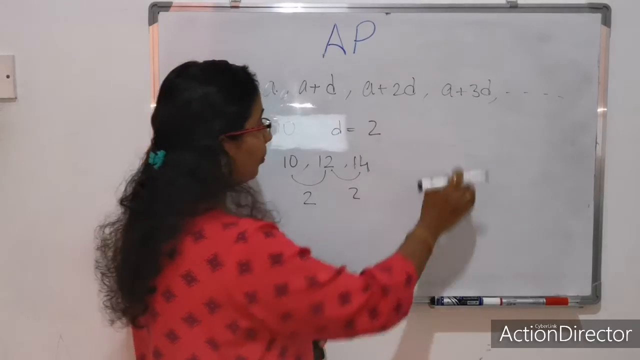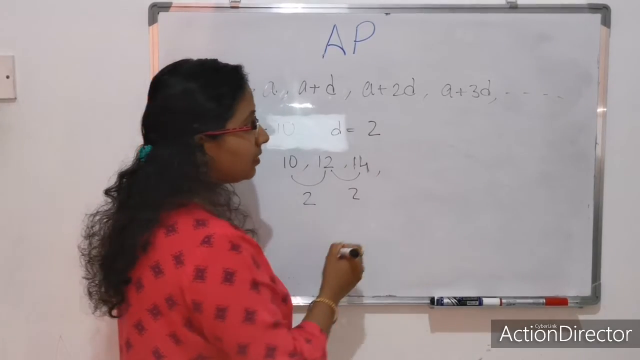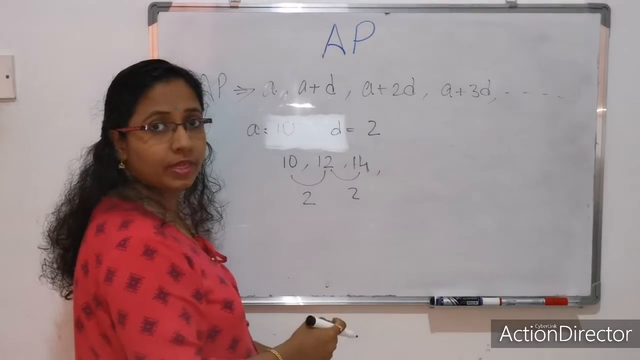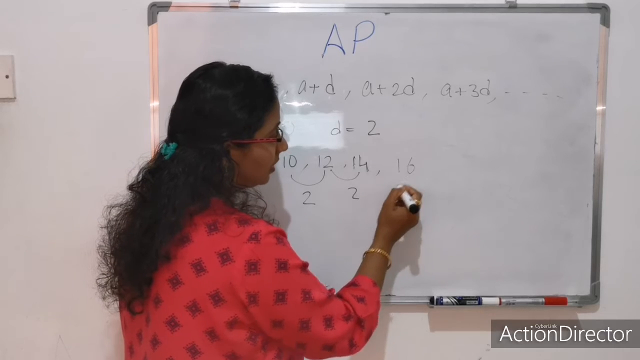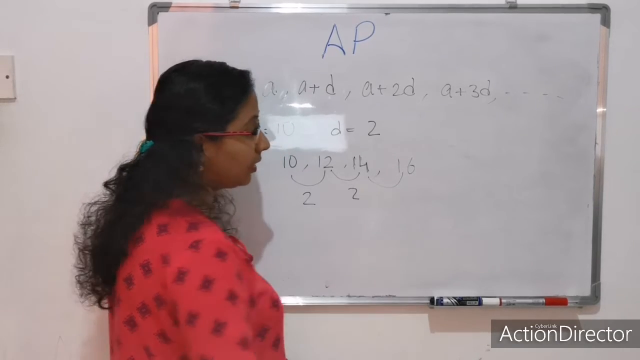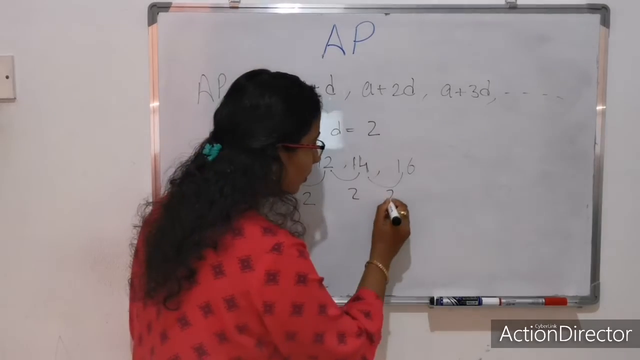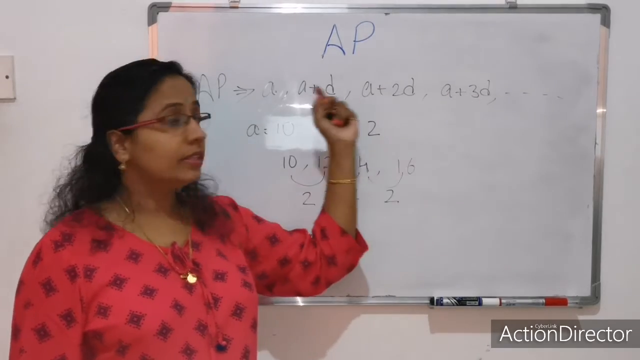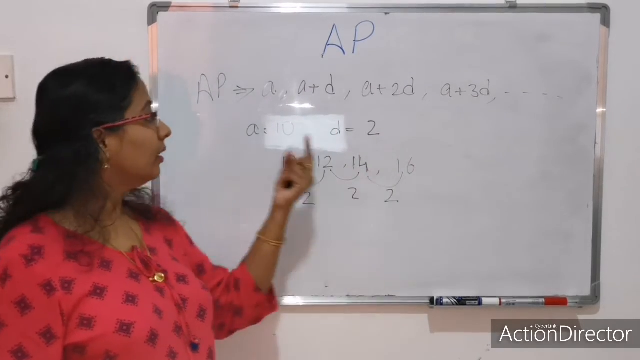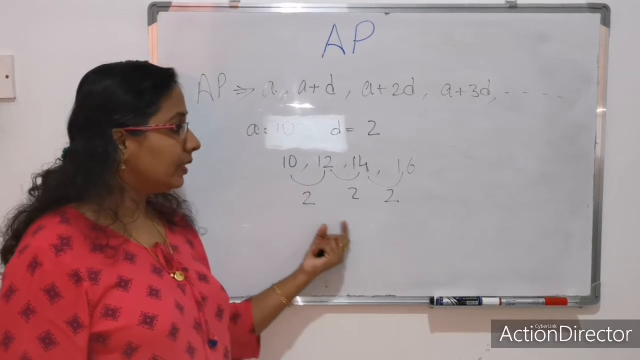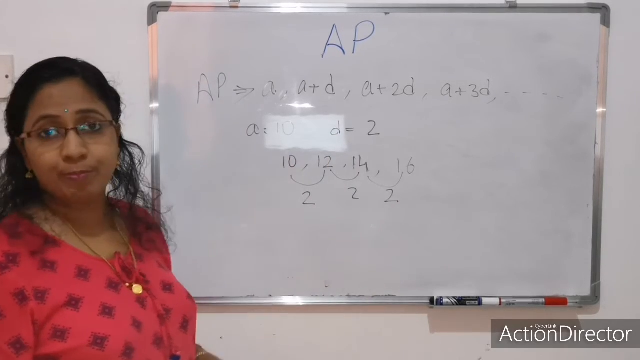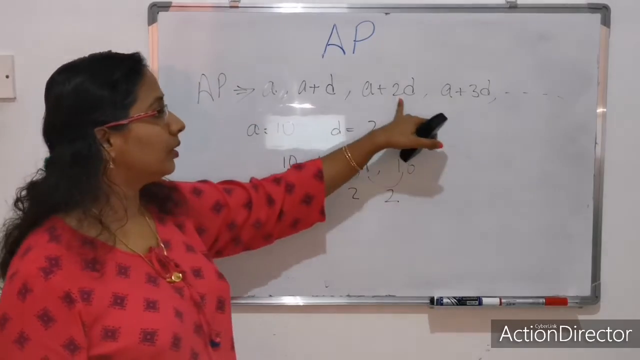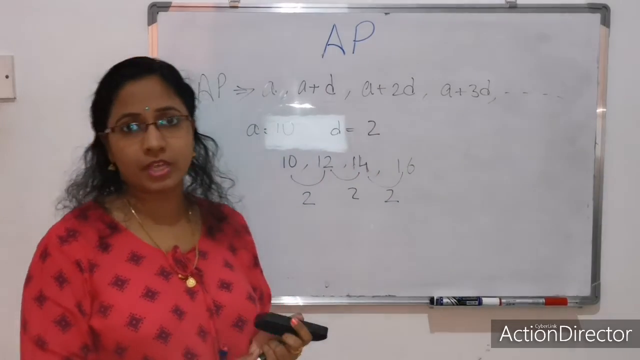Now next, suppose a plus 3d. A plus 3d will be 3 into d. 3 2s are 6, so 10 plus 6 will be 16. Now 16 minus 14, just try. It is the same, 2. So if we know this formula and this pattern, then with a and d, finding an AP is very easy, right? The first term, second term, third term, and any number of n terms we can find.